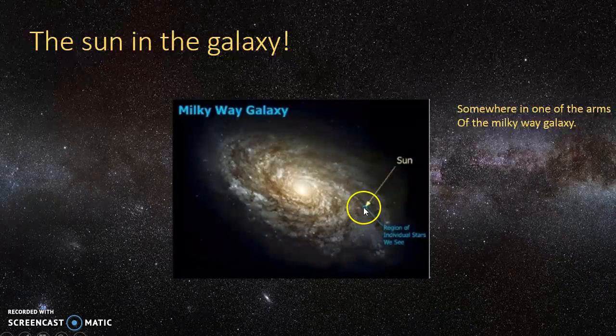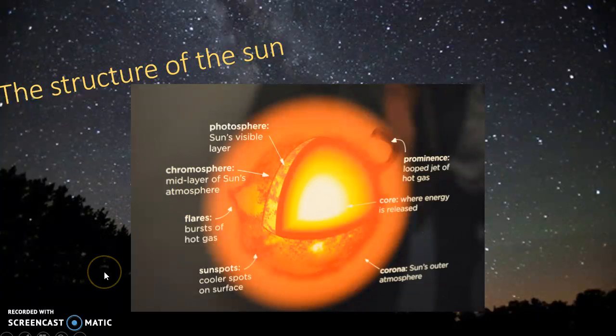Contrary to popular belief, the sun is not the center of the universe or even our own galaxy that we live in. The Milky Way galaxy is set with billions and billions of stars, and our sun is the only one that has planets in a whole solar system affecting it.